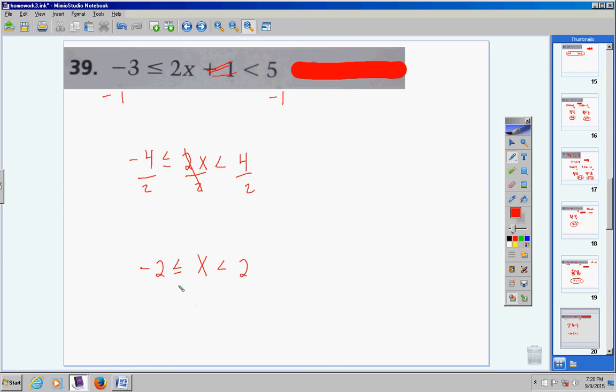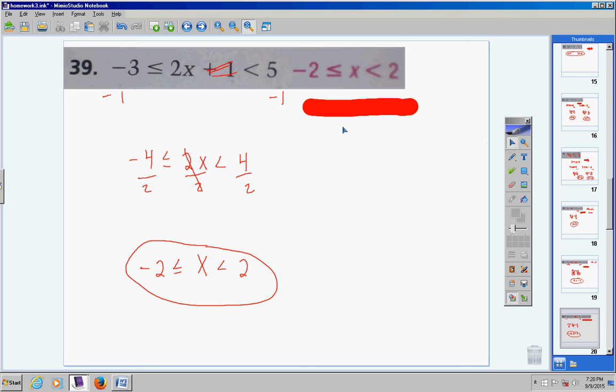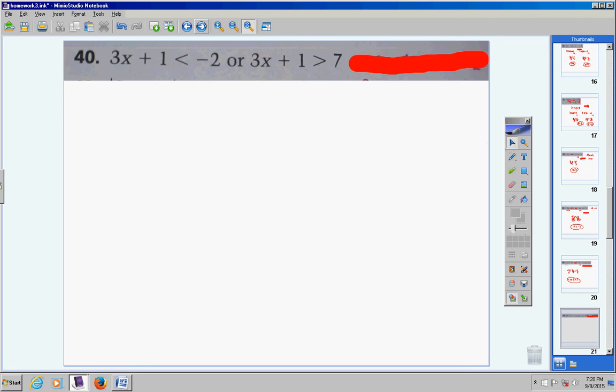x is greater than or equal to negative 2 and less than 2. X is greater than or equal to negative 2 and x is less than 2. And there's the answer. Alright, number 40.